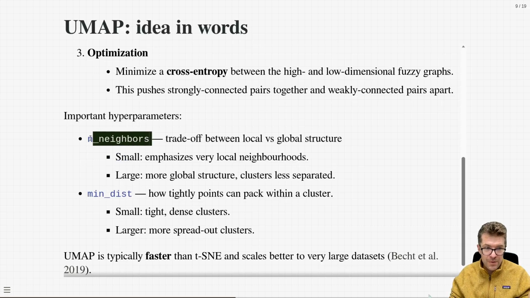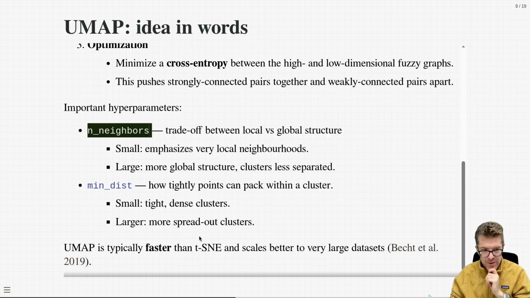We have a number of neighbors: in a graph structure, how many neighbors do you connect to? This is again a trade-off between local and global structure, just like in t-SNE. A small number of neighbors emphasizes very local neighborhoods. Large, you capture more global structure, but clusters are less separated. And you have minimum distance, how tightly points can pack into a cluster. Small, tight clusters; large, spread out clusters.